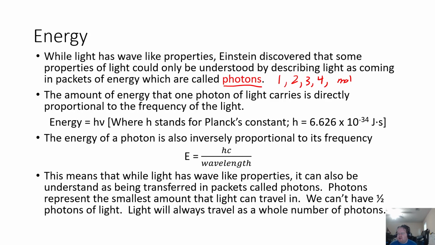So the amount of energy that exactly 1 photon of light carries is directly proportional to the frequency of the light. So energy equals h nu. Remember, nu is our variable we use for frequency. It's going to be in 1/seconds, which we can also write as hertz. H is a constant known as Planck's constant.